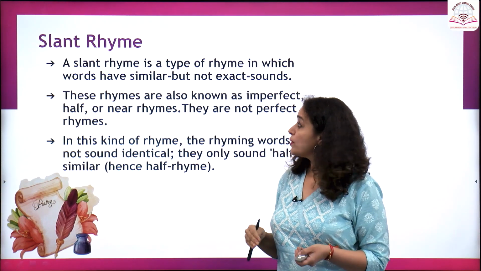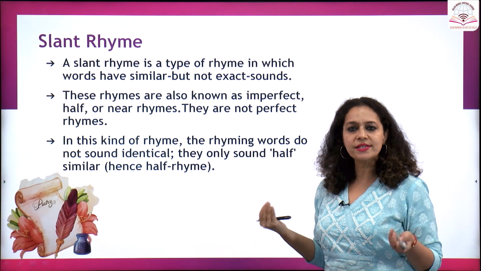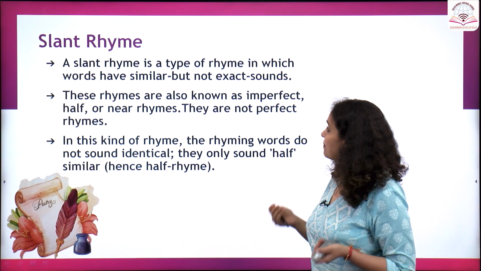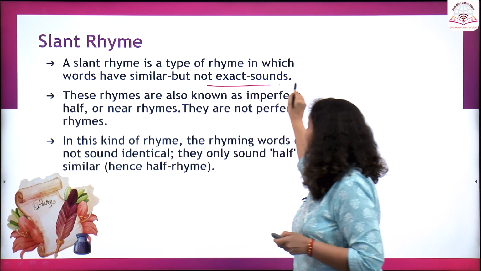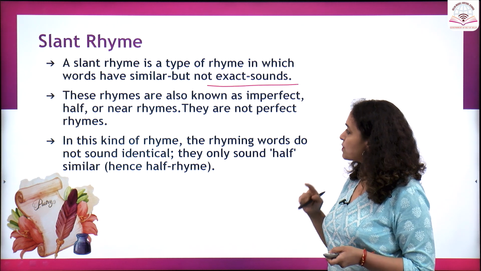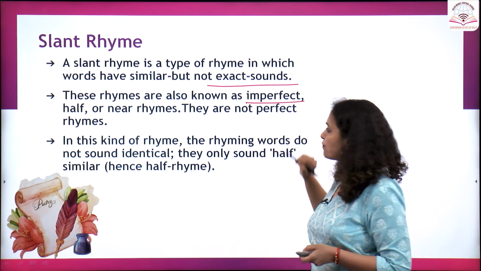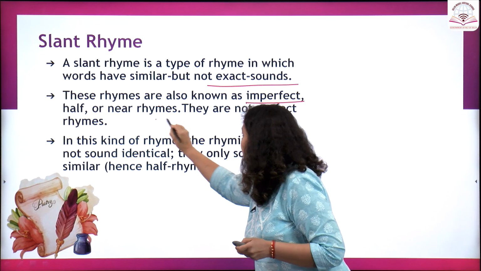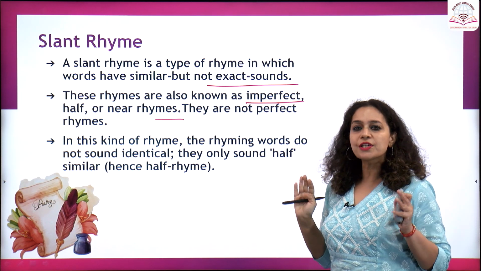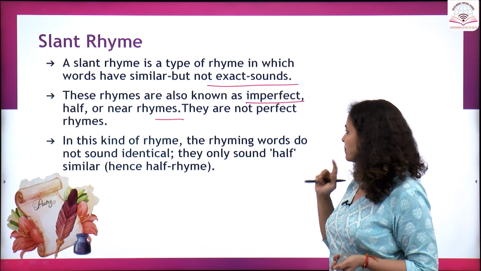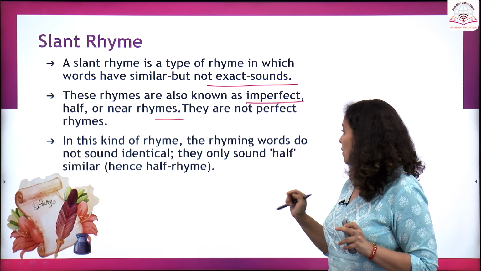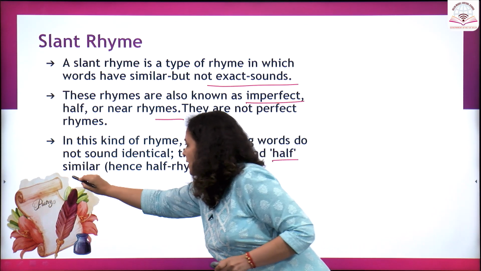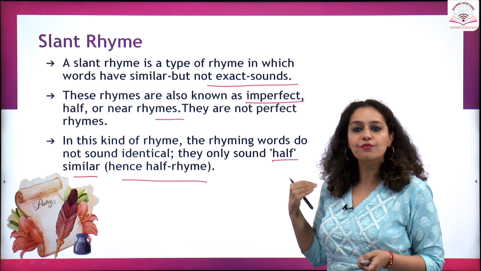Moving ahead, we have slant rhyme. Now, what is slant rhyme? A slant rhyme is a type of rhyme in which words have similar but not exact sounds. These rhymes are also known as imperfect, half or near rhymes. They are not perfect rhymes. In this kind of rhyme, the rhyming words do not sound identical. They only sound half similar. Hence, they are called half rhyme.